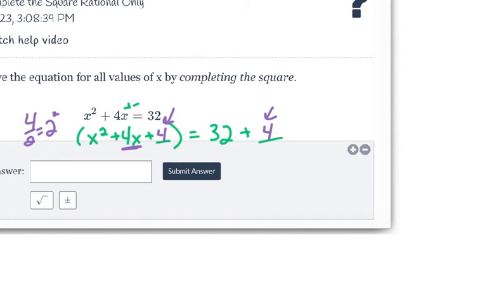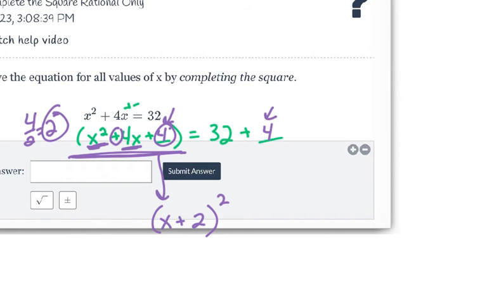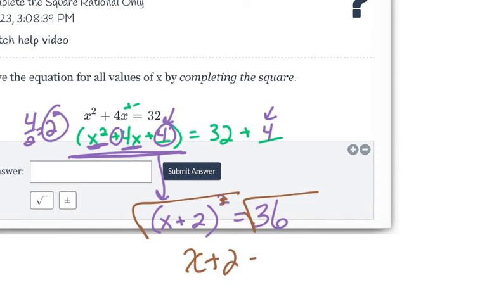I did that because I want to factor this perfect square trinomial I just created, and it's always going to be a quantity squared. So you take one of the x's, whatever sign that is, so it's a plus, and half your b, which is 2, or the square root of 4, which is 2, whichever way you want to remember it, equals 36. To get rid of the square, we take the square root of both sides, so we end up with x plus 2 equals plus or minus 6.